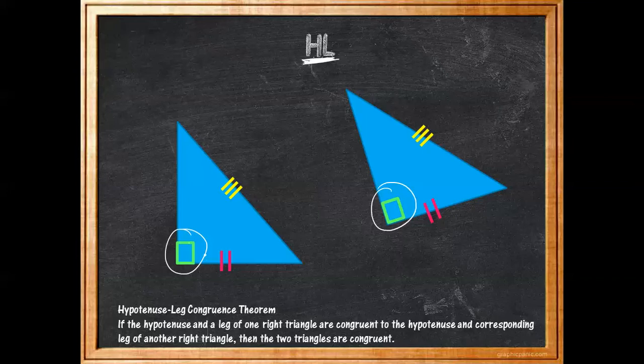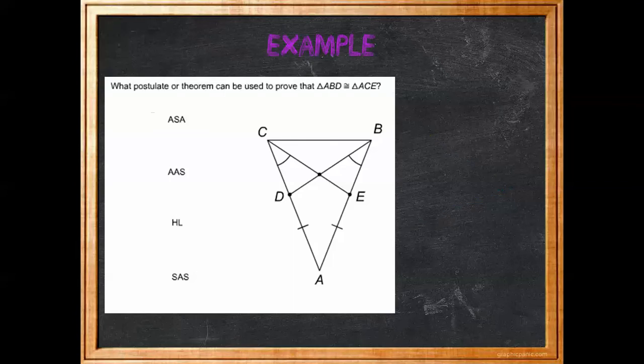So if you have two right triangles, and the hypotenuse, which is the side directly across from the right angle, is congruent, and one of the legs is congruent, okay, the legs are the sides that are not the hypotenuse, they're the ones that connect to the right angle. So if the hypotenuse and one of the corresponding legs are congruent, then those two triangles are congruent.